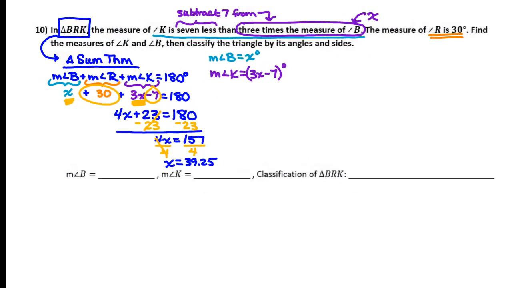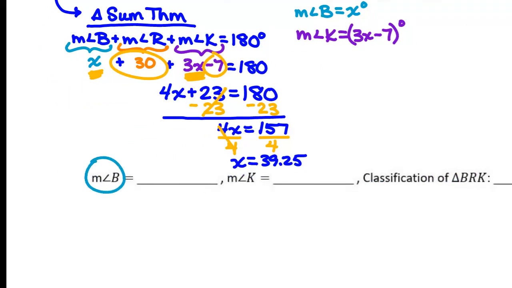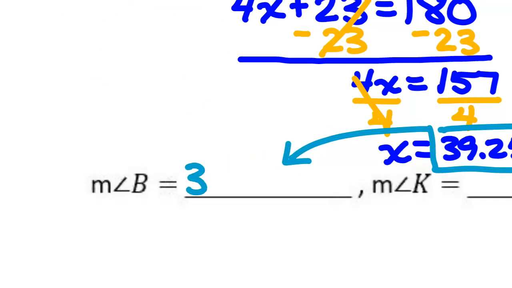I'm supposed to find the measurement of angle B. What did we have that was representing the measurement of angle B? X. So this is just going to be 39.25 degrees.